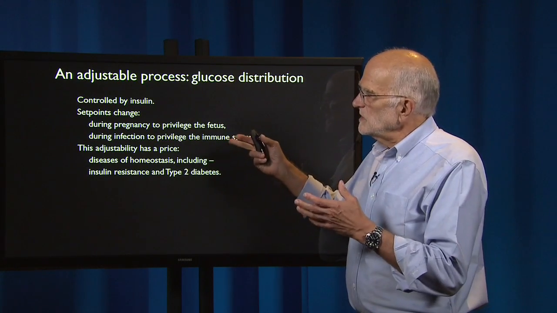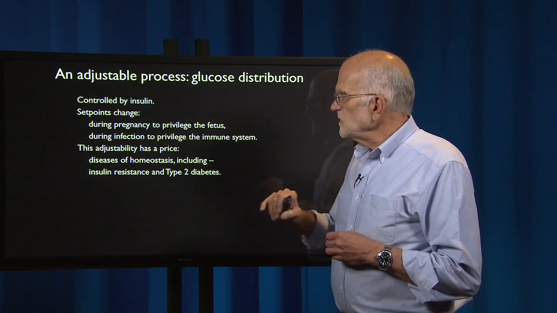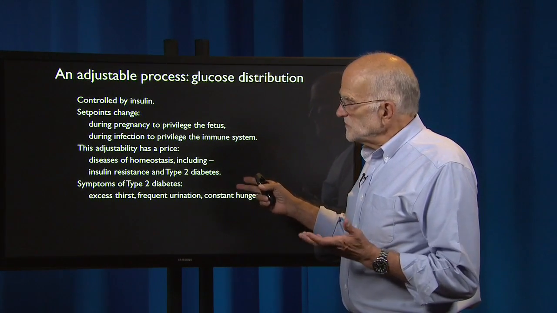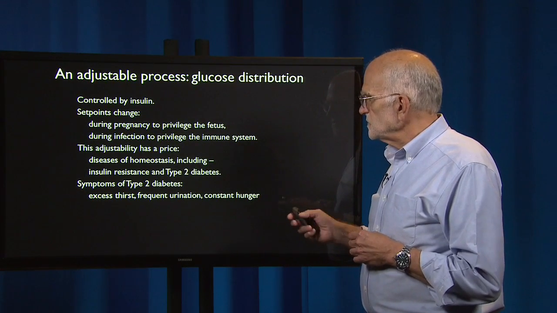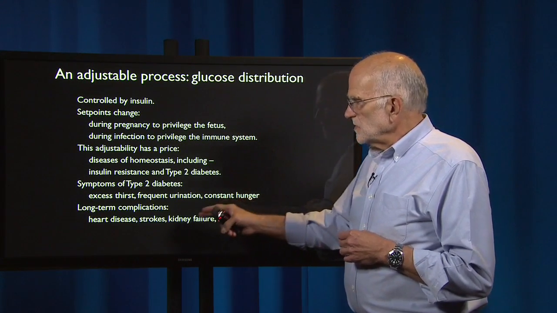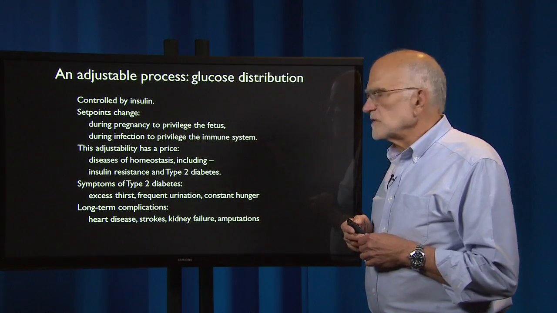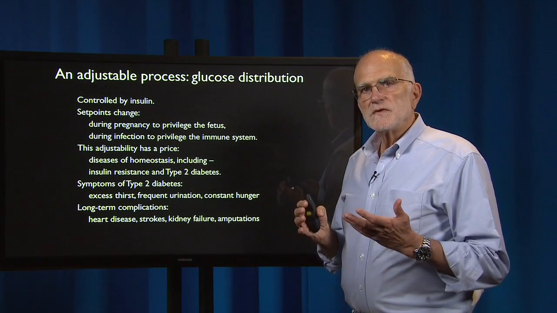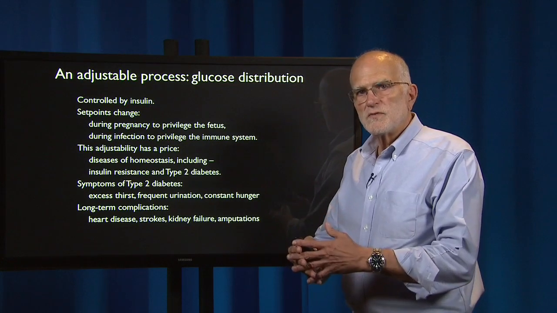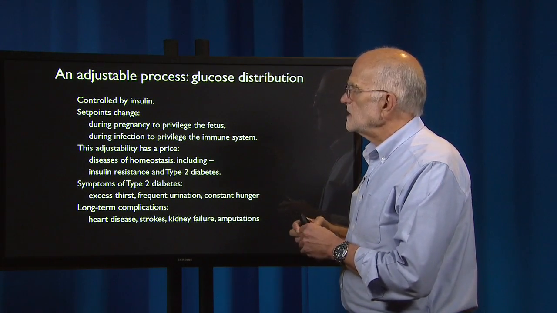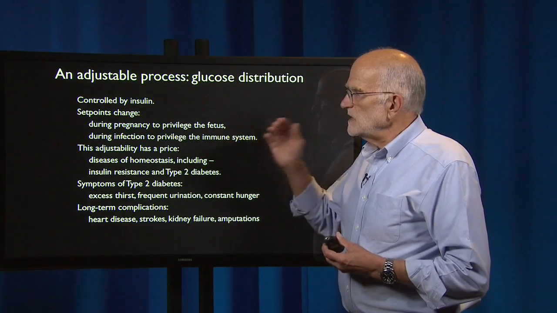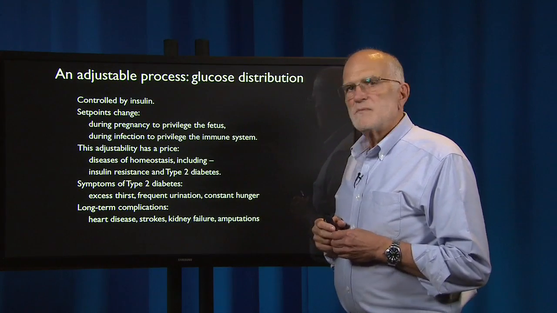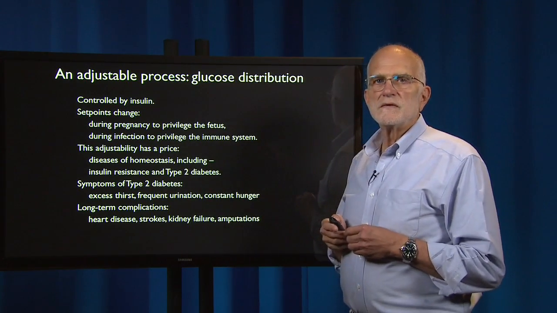This kind of adjustability comes with a price. The diseases of homeostasis, which include insulin resistance and type 2 diabetes. The symptoms of type 2 diabetes are excess thirst, frequent urination, constant hunger, and the long-term complications of heart disease, strokes, kidney failure, and amputations. So it was very adaptive for evolution to design an adjustable process to regulate glucose distribution in the body, both to aid in pregnancy and to aid in disease defense, but it created a vulnerability that allowed a type of disease to arise that can be very debilitating, particularly in older people.